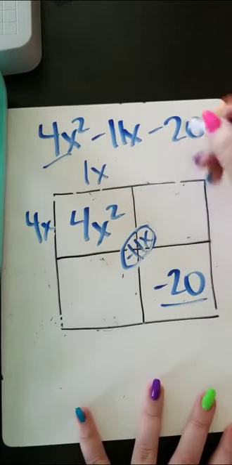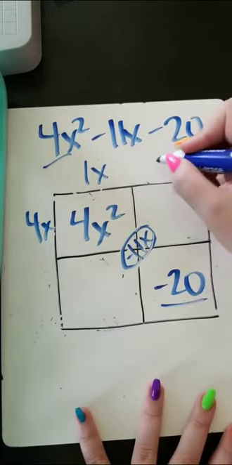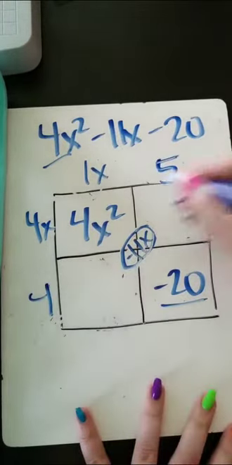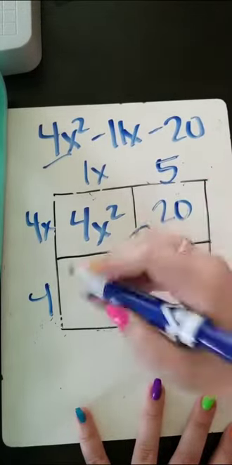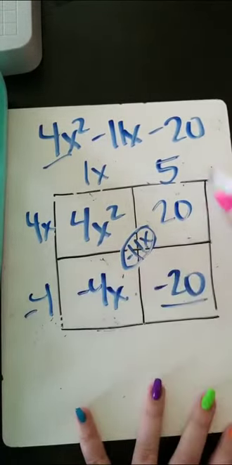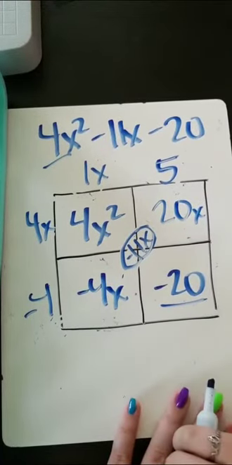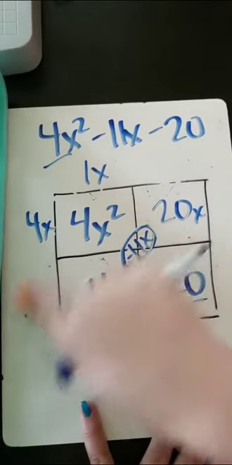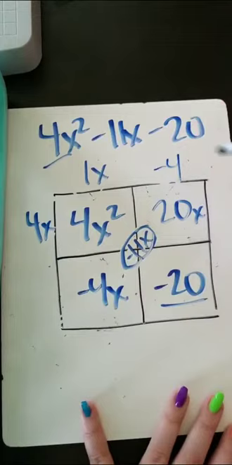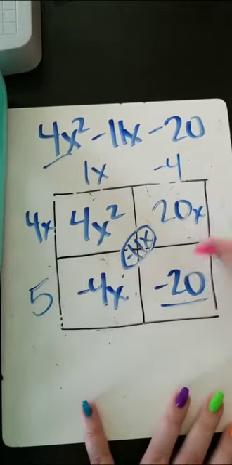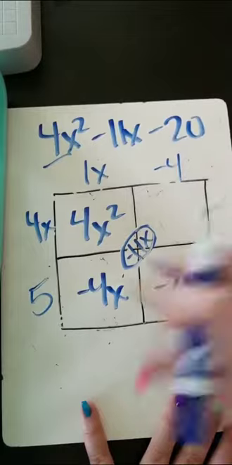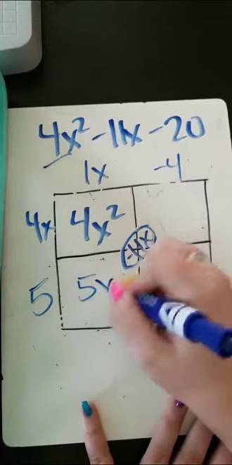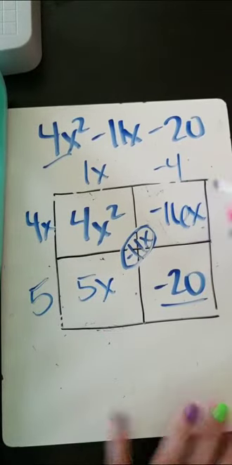So last option is 4 and 5. So if we do 5, 4, 5 times 4 is 20. 1 times negative 4 is negative 4. I need my x's. Doesn't work. Okay, that adds up to 16. I need to try switching them places. So I'm going to make this negative 4 and this 5. And we get 5x here, negative 16x here.